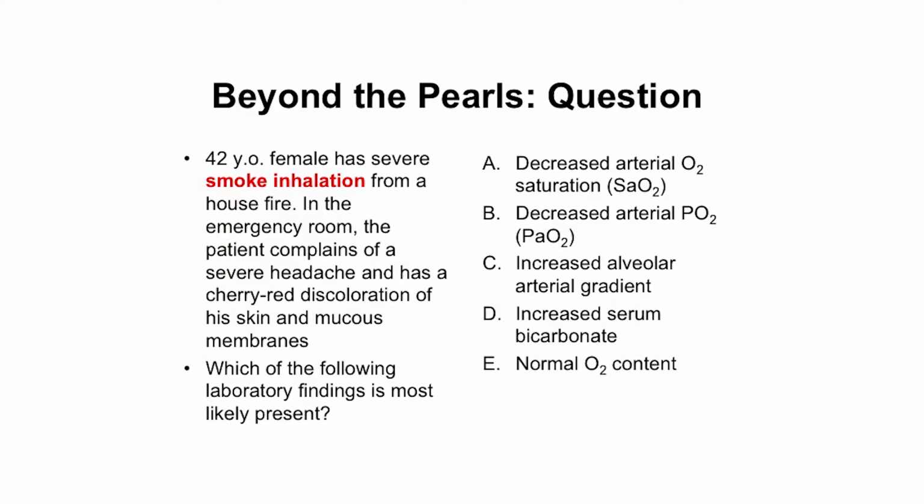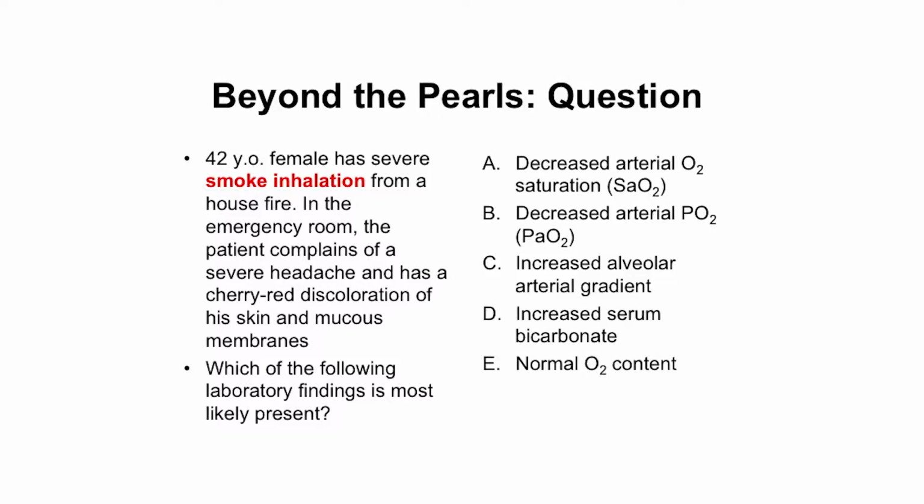I have a 42-year-old female who comes in with severe smoke inhalation. Stop right there. Anytime you hear about smoke inhalation, what must come in your differential diagnosis? Oh, you got it. Carbon monoxide toxicity. She had a house fire, unfortunately. She's in the ER. She complains of severe headaches. She has cherry red discoloration of her skin and mucous membranes. Which of the following lab findings is likely present in this individual?